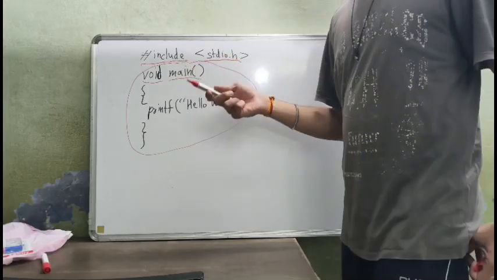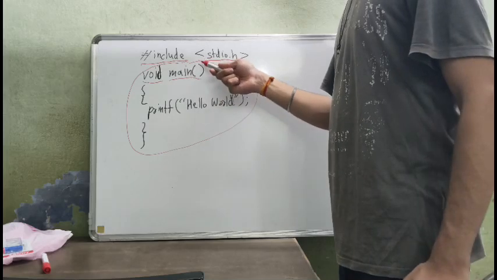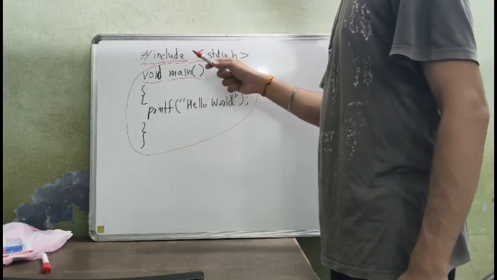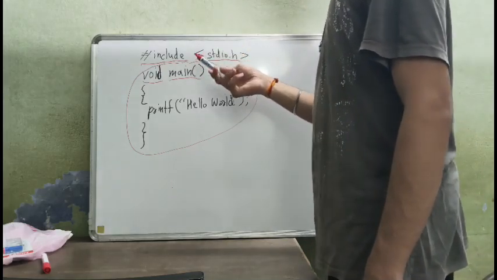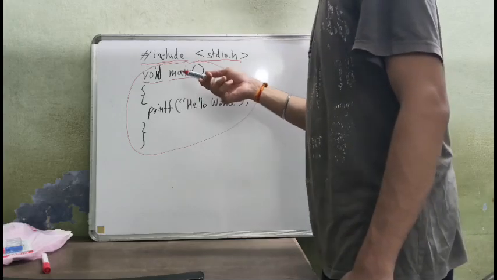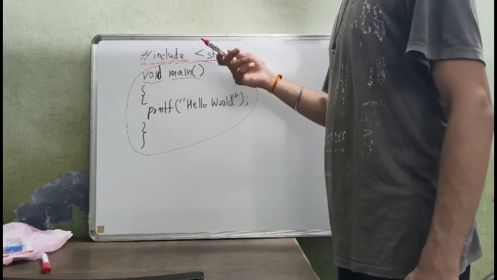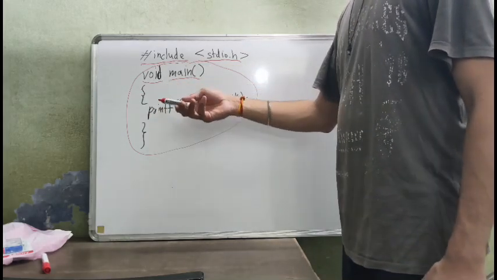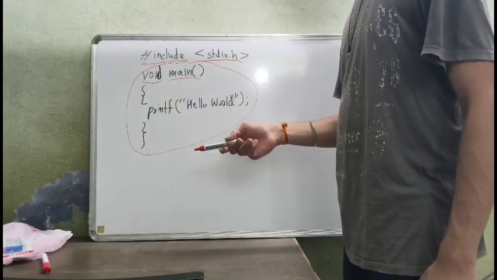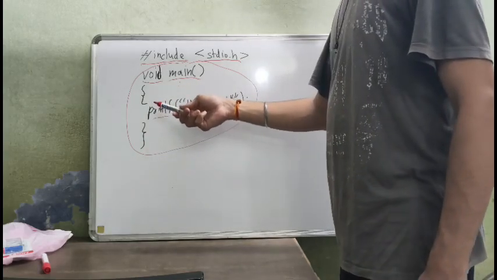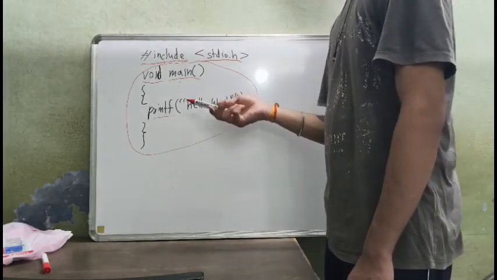Any function in C language is represented using these brackets, and these are the curly brackets, which denote the start and end of our function, where printf denotes the print keyword, which is used to print our hello world.